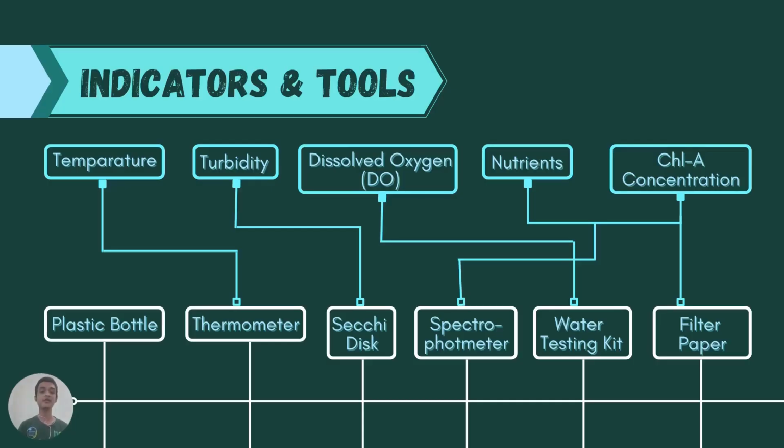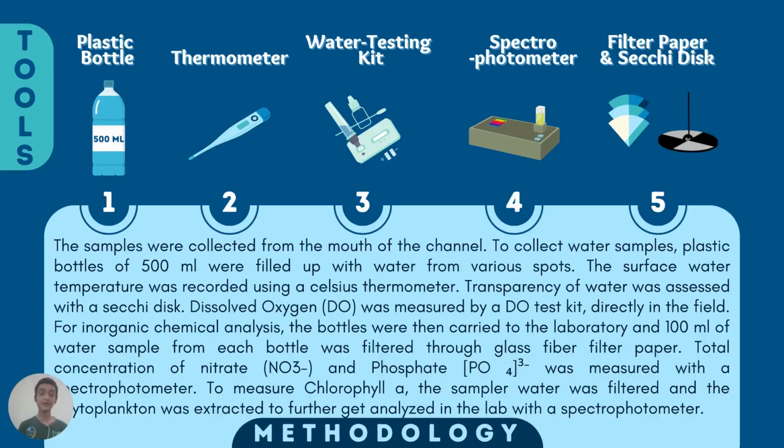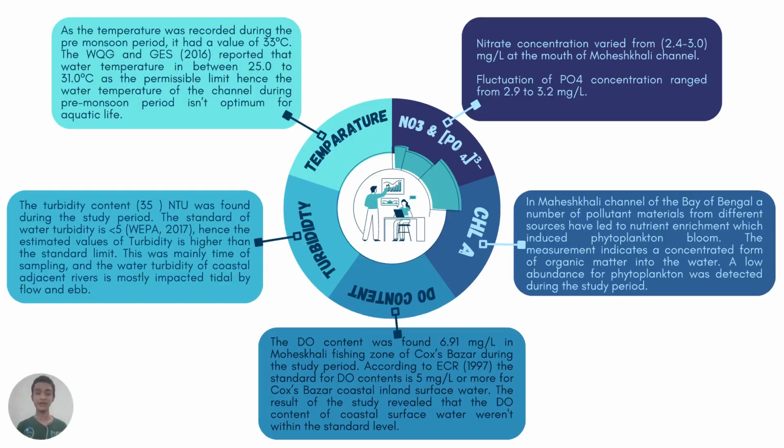Now let's take a look at the tools we needed to measure several key factors working behind the term dead zone. So the tools are plastic bottle, thermometer, Secchi disc, spectrophotometer, water testing kit, and the filter paper. Now let's move on to the prime methodology. Here I have described the easiest way to measure the several key factors working behind the dead zone. Now let's take a look at those key factors.